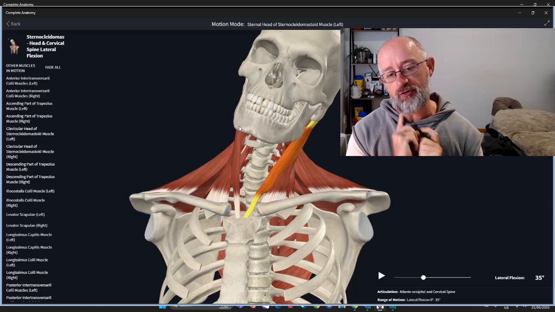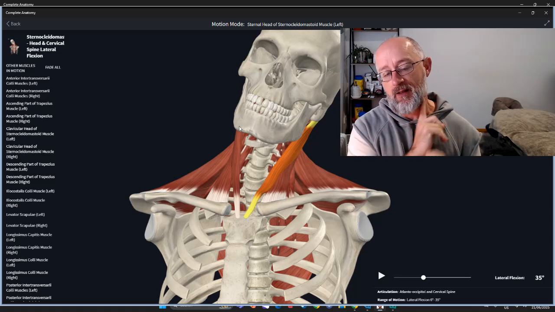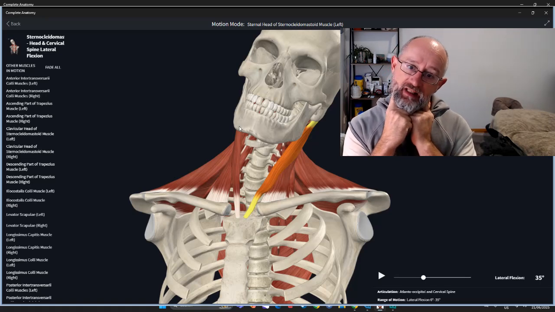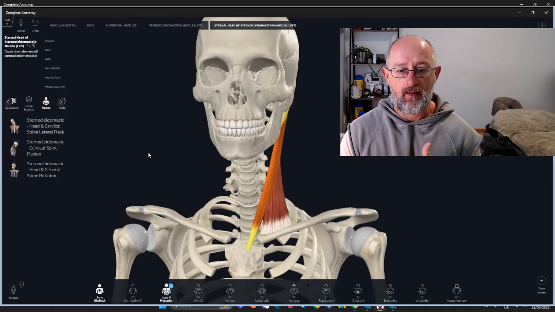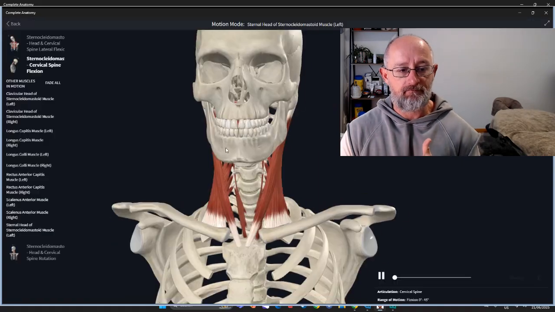Okay, so one way you stretch these muscles is you just create the action on one side, and that will neurologically help that muscle to relax. But then you also have to make sure you balance it to the other side as well. Okay. So we have lateral flexion, that's the first movement. And then we have flexion.